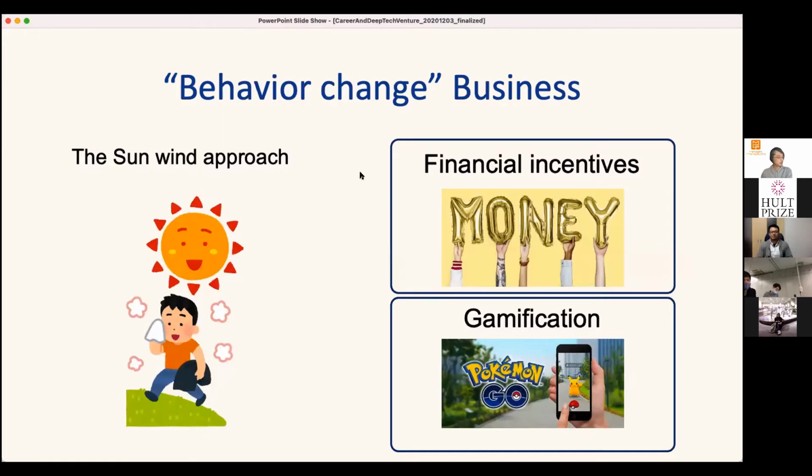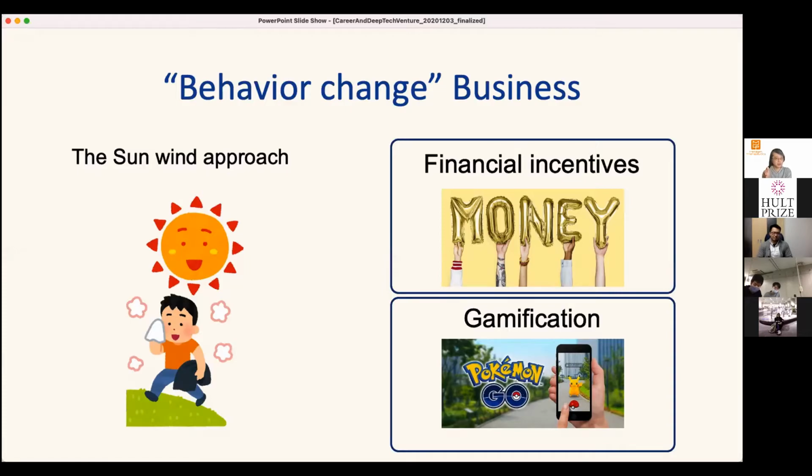And how about the other, the Sun approach? You just encourage the users to do better things, but they need to go through struggling, so they hate it. So how do you motivate your users? That's the big question. In psychological theories, there are two very strong motivators. One is financial incentives. If you do this, I know it's painful, but I'll give you money. This is the financial incentive.